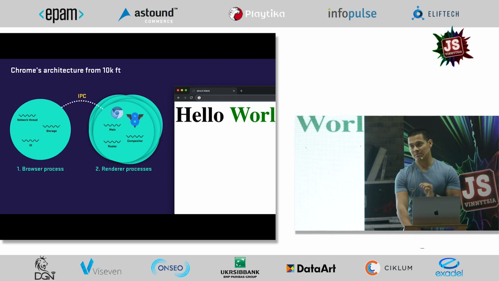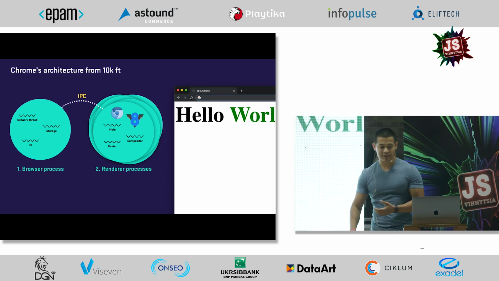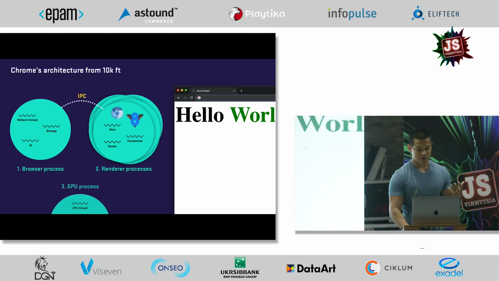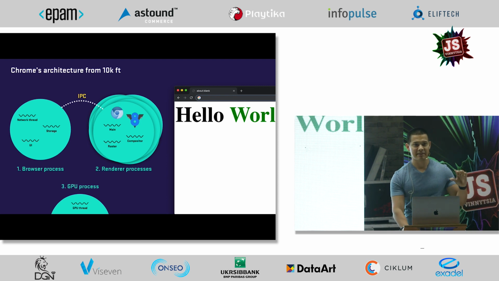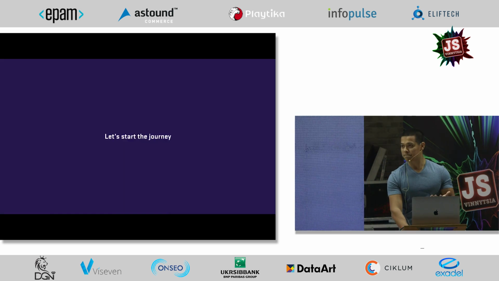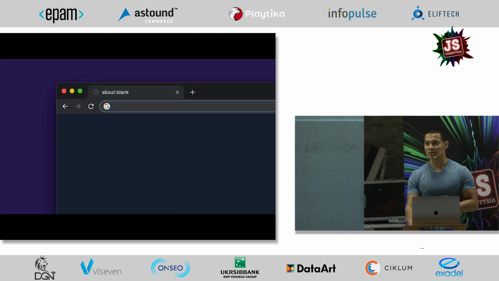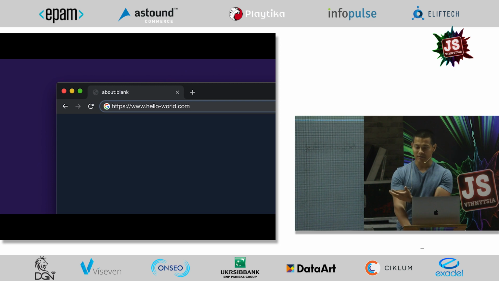The true responsibility of making graphics layer commands to put pixels on the screen lies on a separate process, and it's called the GPU process. And it has one and only one thread, the GPU thread. All right, now that we have the general understanding of the major components of Chrome, we can start the journey. And the journey starts with the user typing in the URL in the address bar, like this.